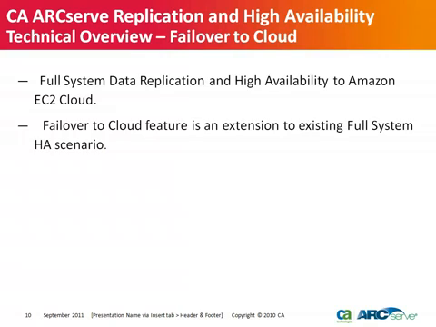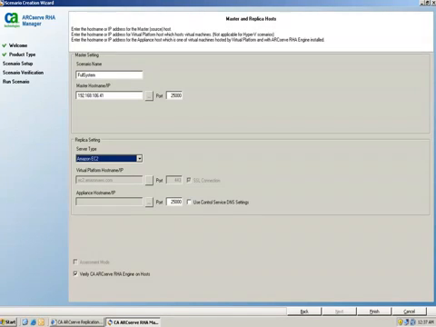The Failover to the Cloud feature is an extension to existing full system scenario types where CA Replication and High Availability enables DR and HA of a whole system into a virtual machine running on Microsoft Hyper-V, Citrix Xen, or VMware ESX hypervisors. The full system DR and HA to EC2 feature extends the list of supported virtual environments by adding support for Amazon EC2 instances. This also eliminates the need to manually provision the replica on the EC2 side, having to preload the operating system and applications manually.